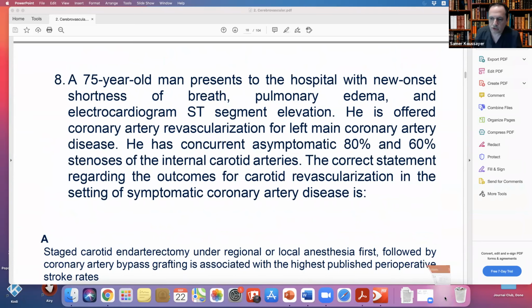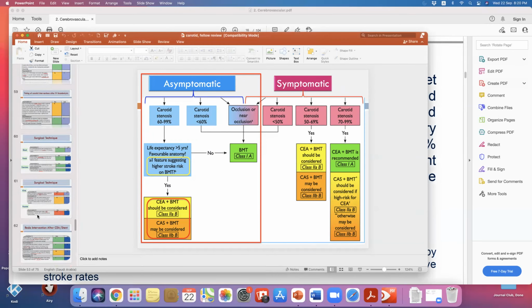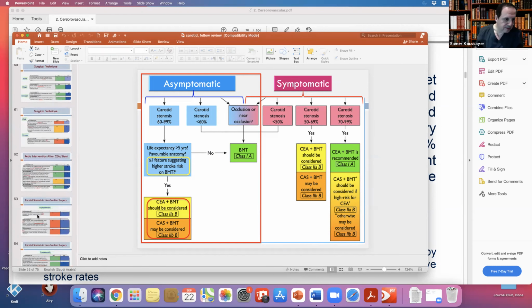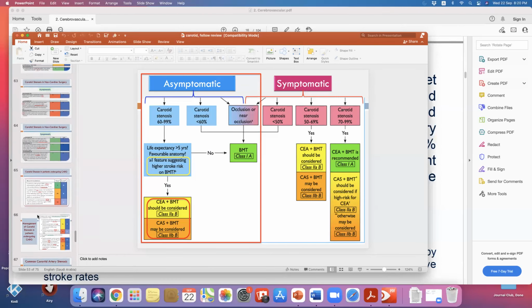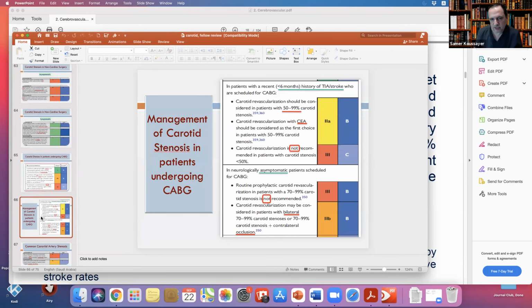Yes, this is a guideline. Let me show you the guideline. I agree 100%. This is what the guideline said: if 80%, I will leave him alone, as you said. Yes. Let me see. Left main. The problem is it is a left main. Here, let me show you. You see my screen now?